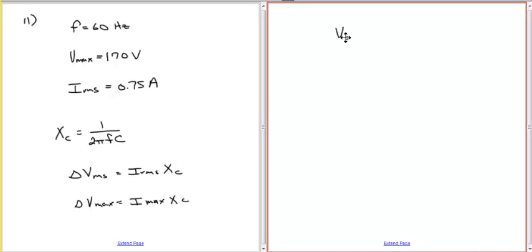So the RMS voltage is equal to the maximum voltage divided by the square root of 2. So 170 volts divided by the square root of 2. I found my calculator. So 170 divided by square root of 2 is 120. Let's assume 3 significant figures, so 120 volts. That's the RMS.